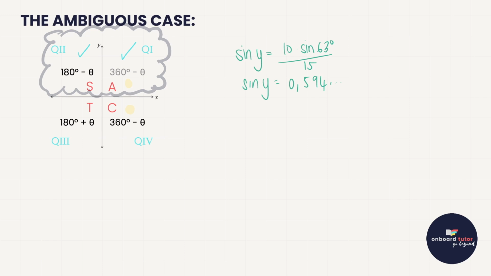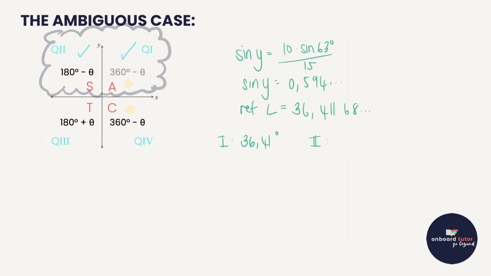Once we get to this step, we'll get a reference angle. How do we do that? We say shift sine, and then we type in that 0,594, or if you're worried about losing decimal places, type in the 10 sine of 63 over 15. There you get a reference angle of 36,41168, and now we can apply that. So in quadrant 1, the answer would simply be that 36,41 degrees.